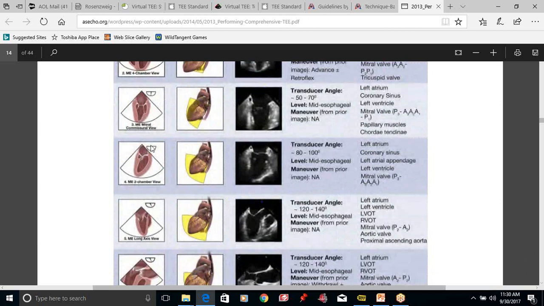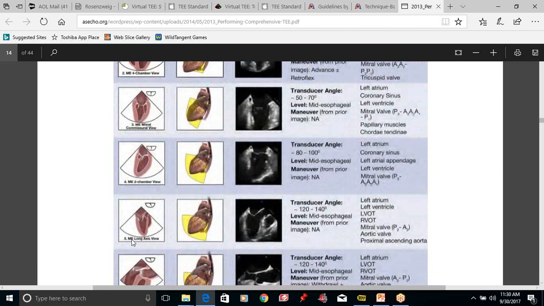So you're still in the mid-esophageal area at 90 degrees. If you rotate your probe a little bit, you still see the anterior wall, inferior wall, left atrium, left ventricle. And if you manipulate it a little bit, you can see the left atrial appendage. That's one view that is important, so you can see if there are any blood clots in the left atrial appendage.